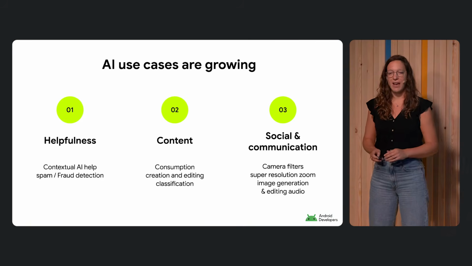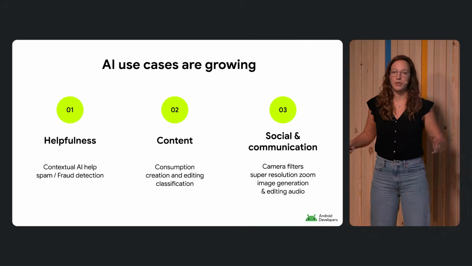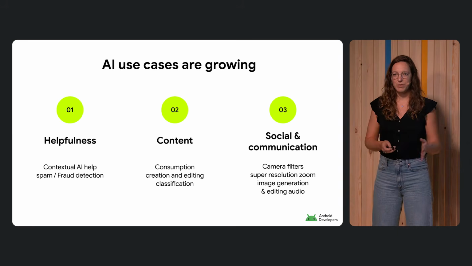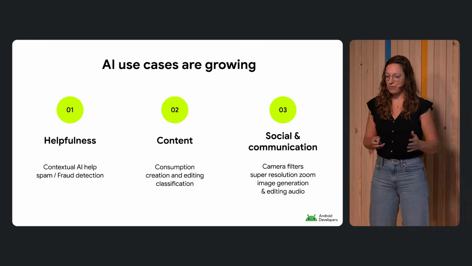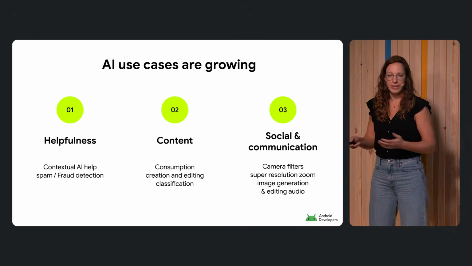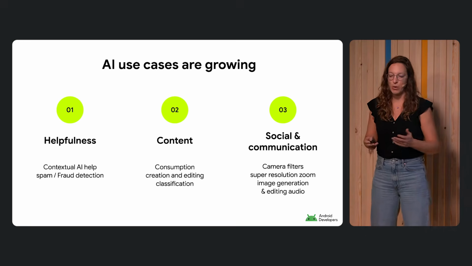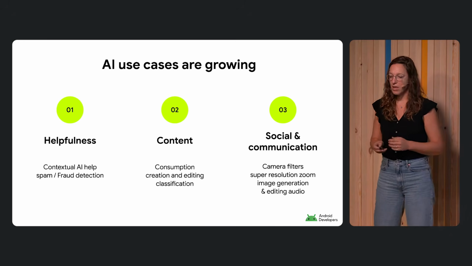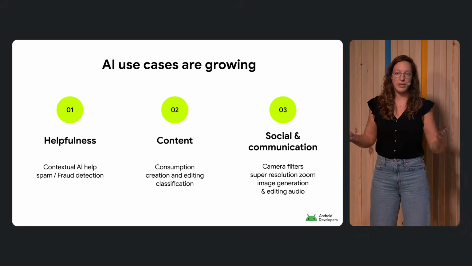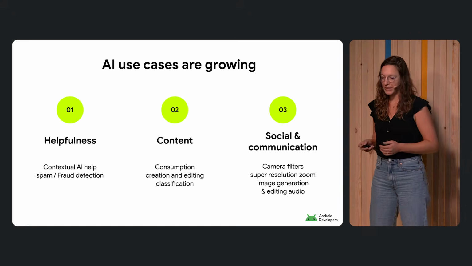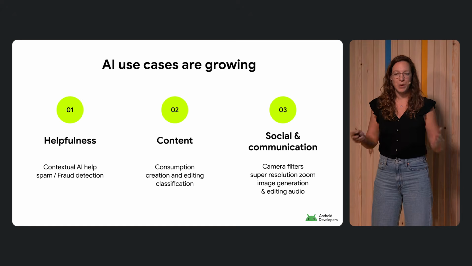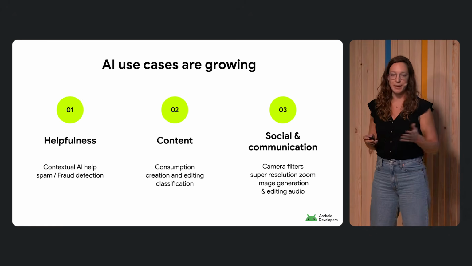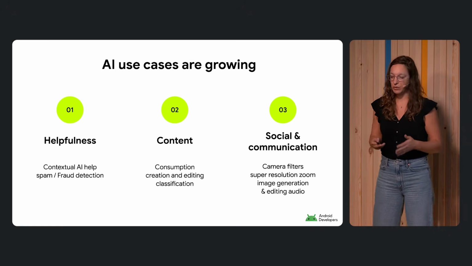So, when we look at the AI landscape, we see an explosion of all sorts of use cases. And we've categorized them into three major areas. First, we have the helpfulness section, with things like contextual AI assistant or proactive spam and fraud detection. Second, we have content, including everything from summarization and classification to creation and editing. And finally, we have social and communication, which is where we see the true visual magic, like image generation, editing, and even super resolution zoom.